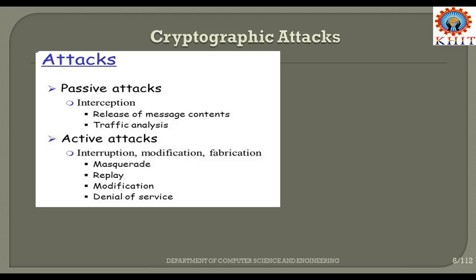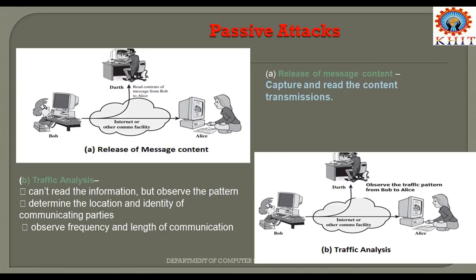Passive attacks mean they are intercepting the data. There are two types of passive attacks: release of message content and traffic analysis. Active attacks are masquerade, replay, modification, and denial of service. Passive attacks are two types: release of message content and the second is traffic analysis. Then active attacks are four: masquerade, replay, modification, denial of service. See the passive attacks. What is the meaning of the release of message content?